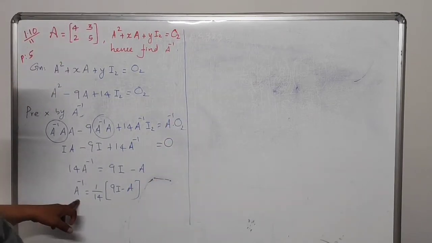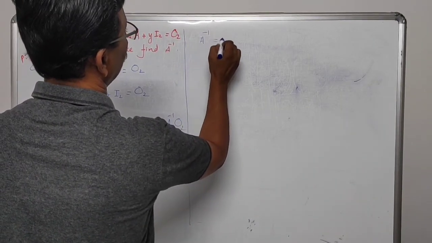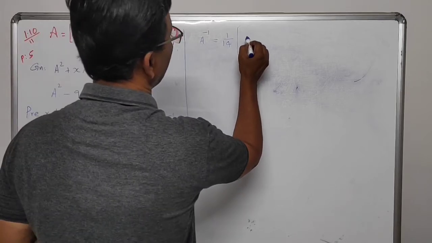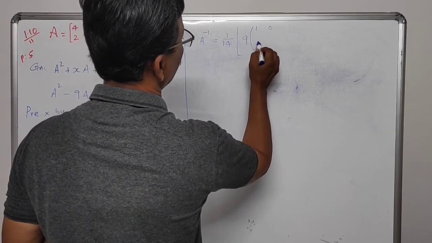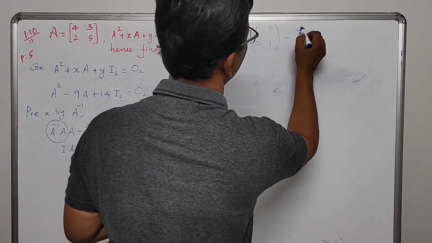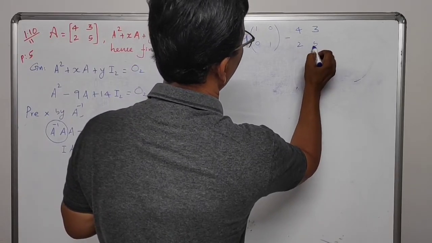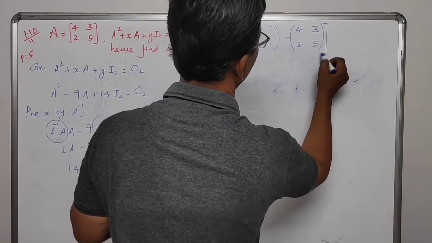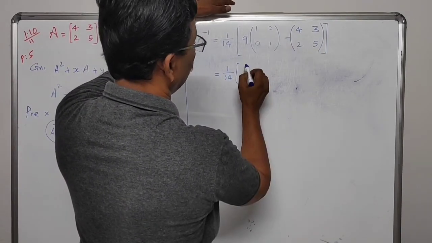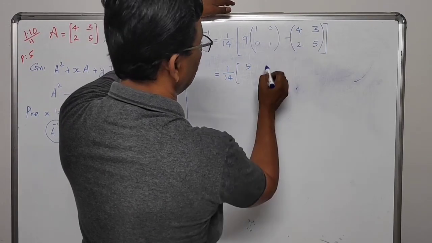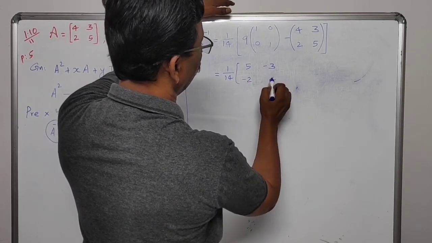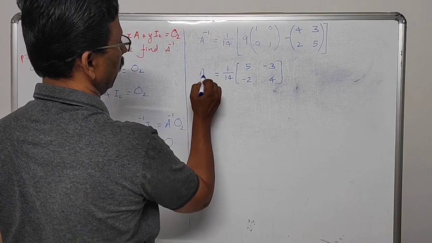You can find A inverse. That is A inverse is equal to 1 by 14 into 9I, means 9 times this identity matrix 1 0 0 1, then minus A matrix 4 3 2 5, which is equal to 1 by 14 into, you multiply 9 minus 4 gives 5, then 0 minus 3, then 0 minus 2, then 9 minus 5 gives 4. Now, this is A inverse.